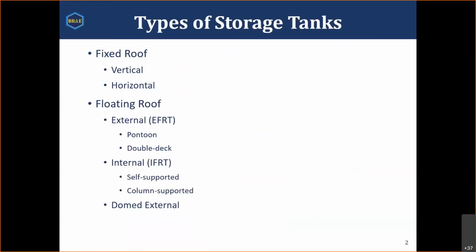First, we'll take a look at the different types of storage tanks that we have in ProMax and in AP-42 documentation. We have fixed roof and floating roof as the main categories. For fixed roof, there's vertical or horizontal. For floating roof, we have external, internal, and domed external, with a few other pieces in the middle of those. So those are the different types of tanks we'll be looking at.